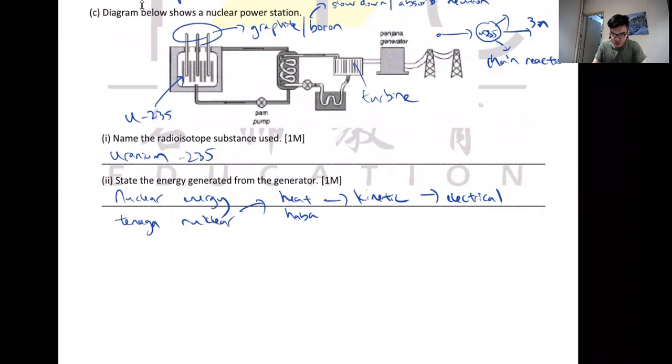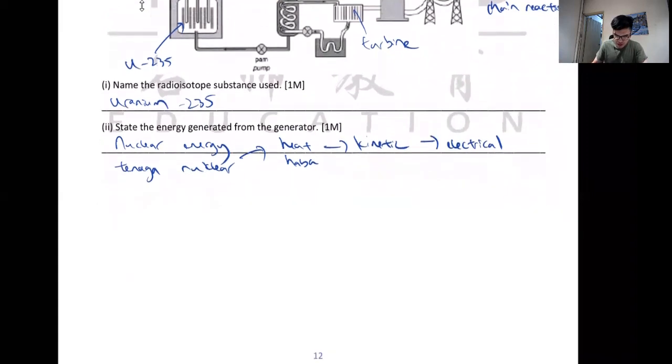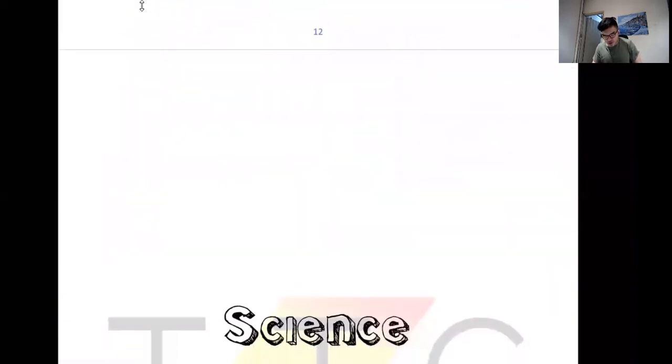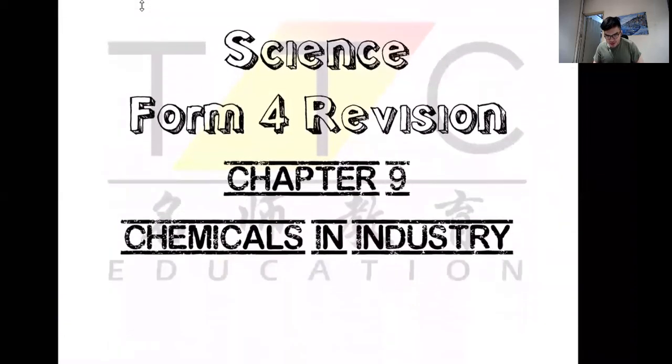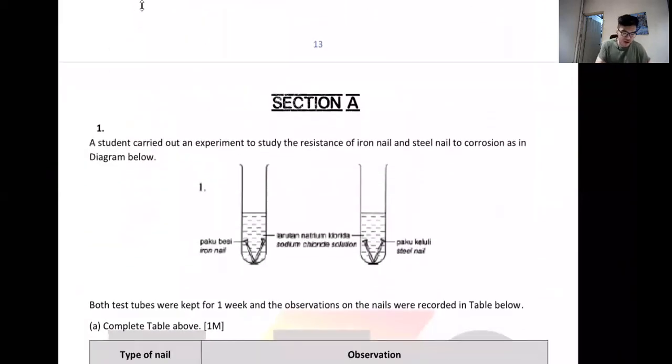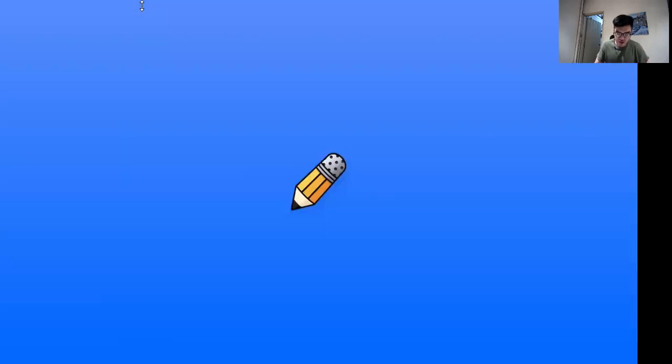All right, so I think that's it. There's no more question, right? Yeah, there's no more question. Okay, so next week we will go into alloy. Okay, chemicals industry, we'll go into alloy. If you still remember what your alloy is, I'll roughly talk about alloy because next week we'll jump straight into the questions.